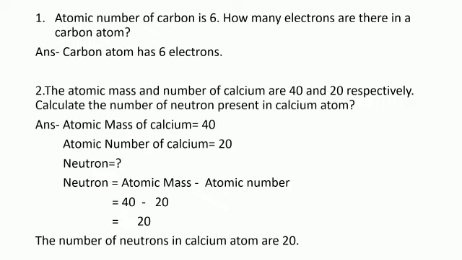Second, the atomic mass and atomic number of calcium are 40 and 20 respectively. Calculate the number of neutrons present in a calcium atom. So the atomic mass of calcium is 40 and atomic number is 20. You can calculate neutrons by the formula atomic mass minus atomic number. So it will be 40 minus 20. So the neutrons present in calcium are 20.